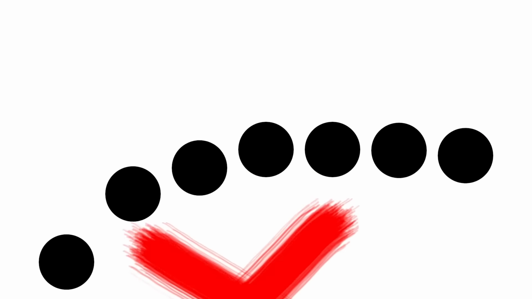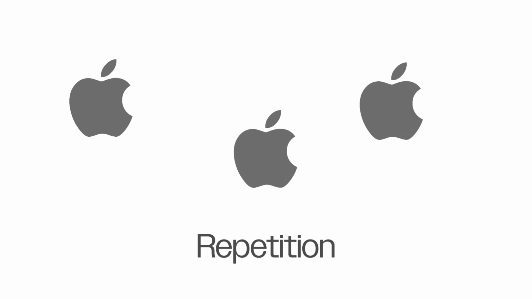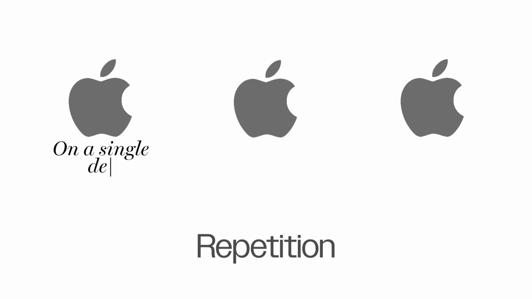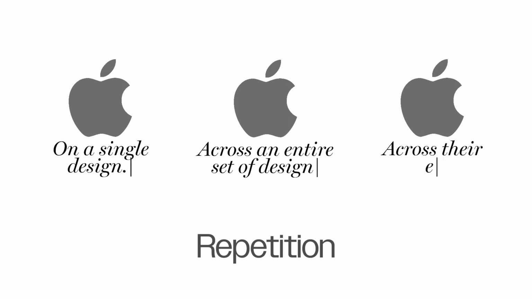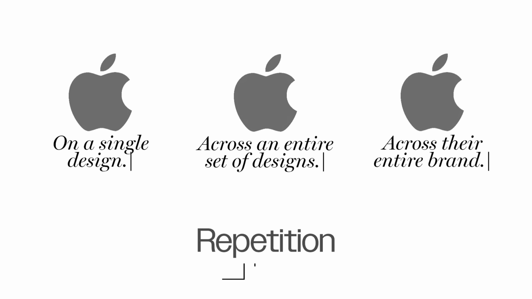Now it's time to look at repetition, and no, we're not just looking at ways to make consistency and then show you a group of circles with the same color. Now that's not graphic design. Instead, here's the Apple logo. When we're talking about repetition, it can be used on a single design, or across an entire set of designs, or in this case of Apple here, across the entire brand.